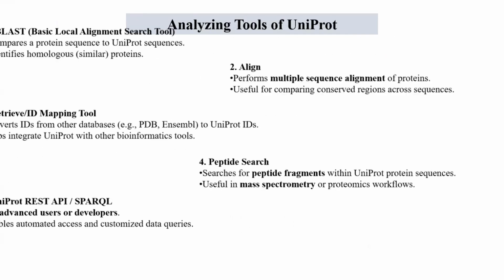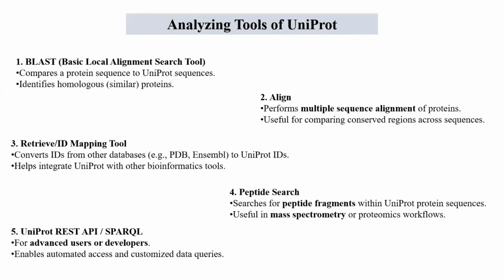Now there are some analyzing tools present in UniProt. What are those? These are basically BLAST, the Basic Local Alignment Search Tool, Align, the ID mapping tool, the peptide search, and the UniProt REST API or SPARQL. What is BLAST? This kind of analyzing tool we can discuss in later sections, with a detailed treatment in our next classes.